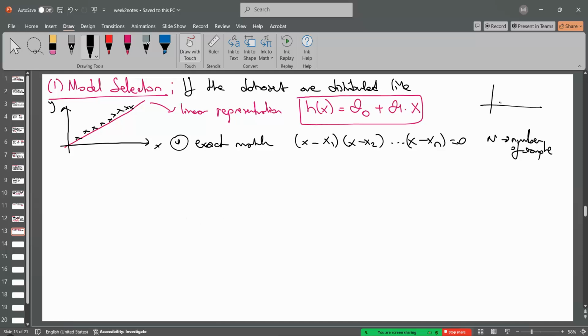Maybe this diagram generates this kind of representation, but at the training data, this gives us the exact value, but these parts are wrong for this model.